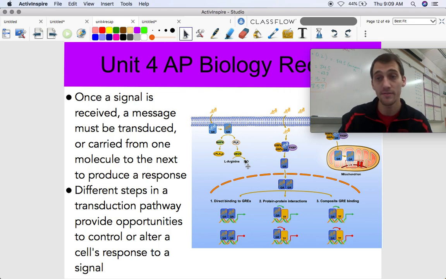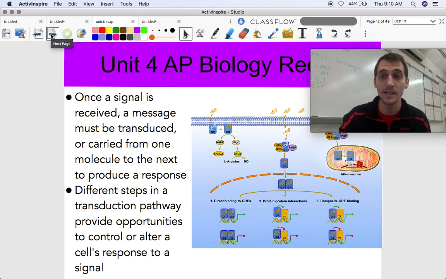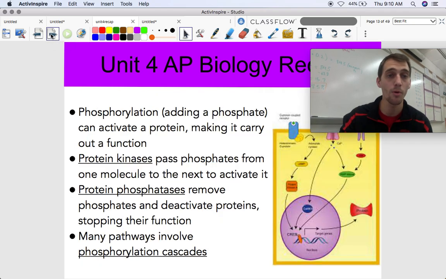You could spend your whole life studying signal transduction pathways and cellular responses to different signals. Different steps in a transduction pathway provide opportunities to control or alter a cell's response to a signal. Like I said, these can get very complicated with a lot of steps. And when something has a lot of steps, there's a whole lot of ways to screw with the whole process, so you can mess something up big time. You mess up one step and it can bunk up the whole process. We're going to talk about that more in 4.4.